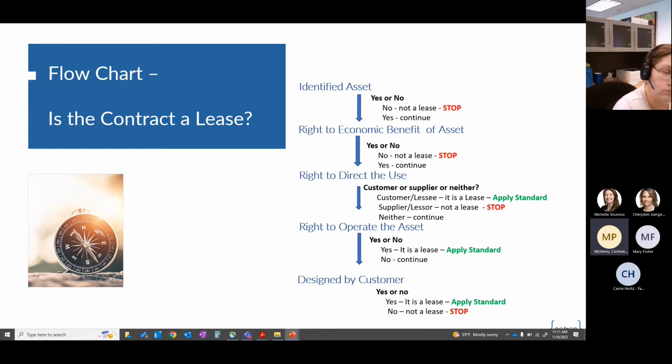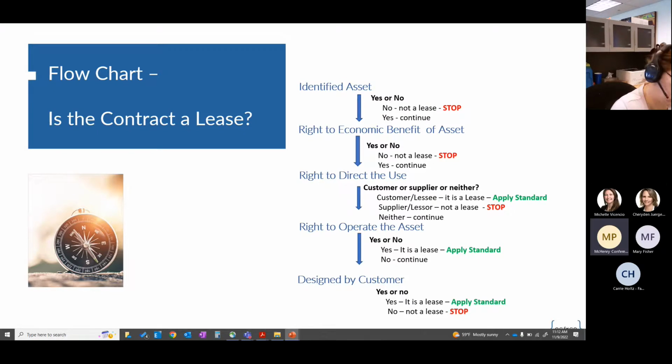Occasionally, and I don't think this is really going to happen with nonprofits, it's more businesses, if for some reason they didn't necessarily have the ability to direct the use, then we would continue on down the flow chart and determine if they had the right to operate the asset, as well as if maybe it was an asset that was specifically designed for them. So again, I really think that you will end up going through the first three, saying yes, or maybe no on the previous two, but I don't think you'll go any further than directing the use of the asset. So assuming all those, you then would have a lease.